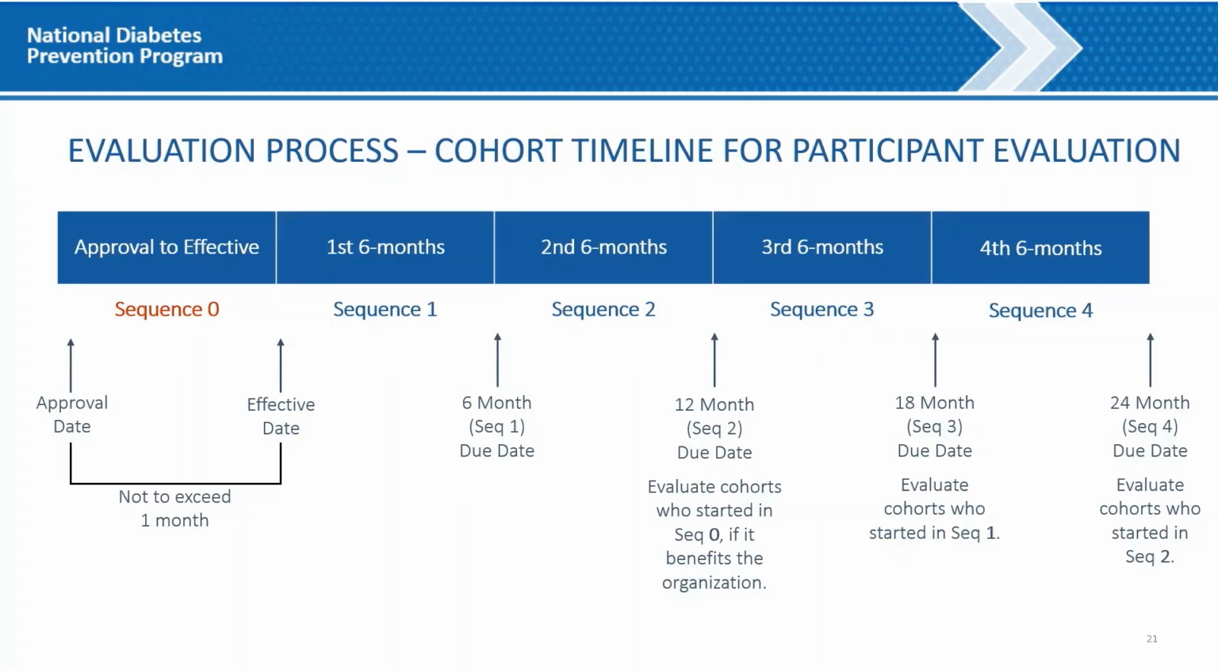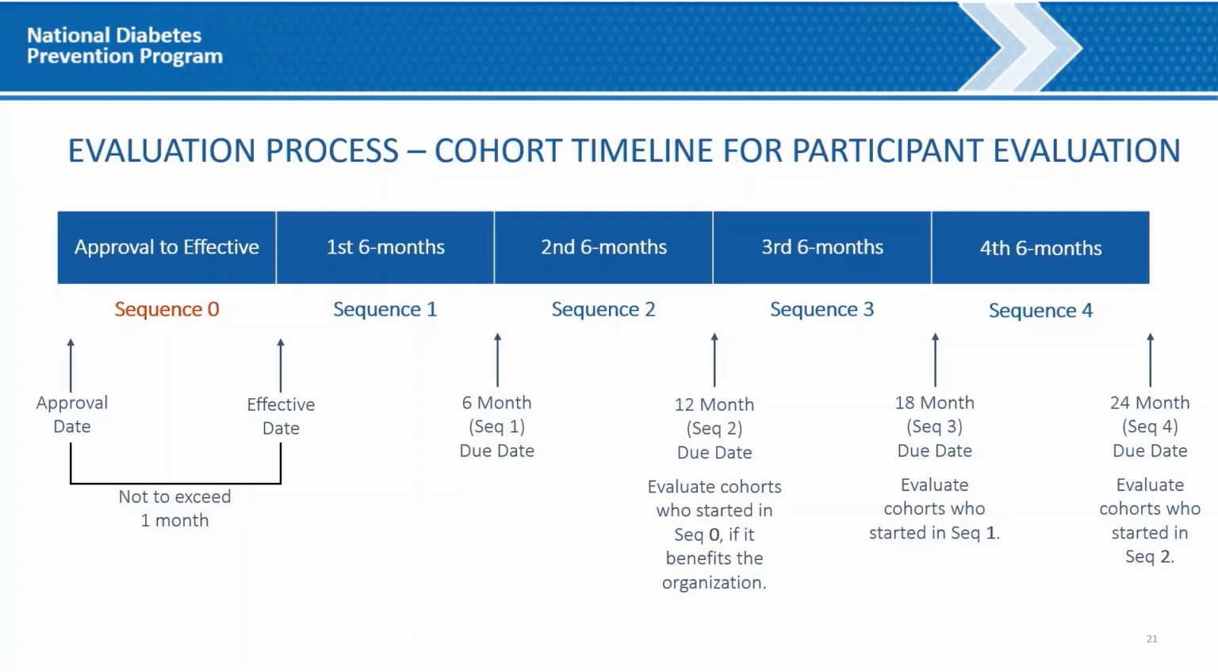Evaluation process, cohort timeline for participant evaluation. This graph illustrates in general which participants, if any, will be evaluated at each submission. Evaluations are performed on participants enrolled in cohorts where the cohort's first session date is at least 1 year, but not more than 18 months before the submission due date.